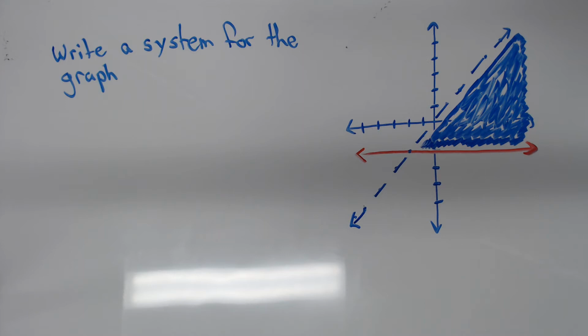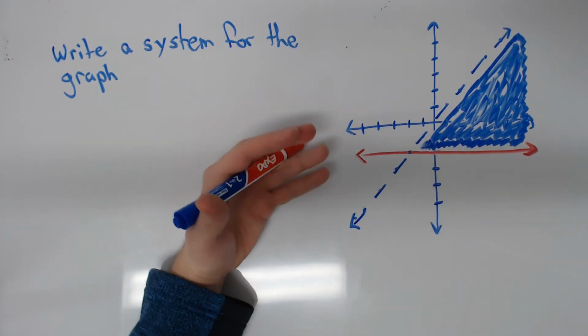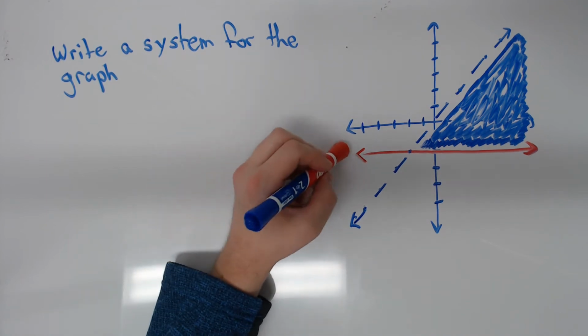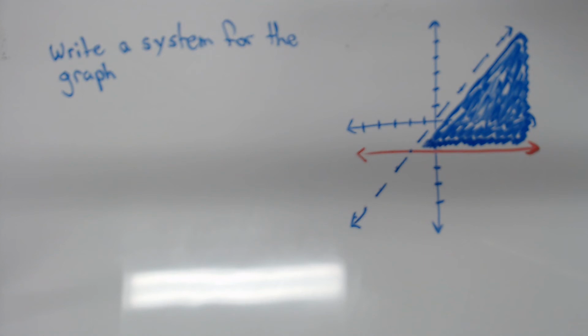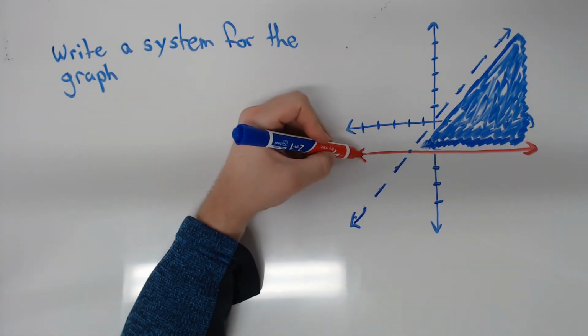Now we're going to do it the reverse way. We're going to write the system for the graph. It's probably the most challenging thing we're going to do in this lesson because you have to figure out exactly what you need. All right, we're going to ask ourselves these questions in reverse.